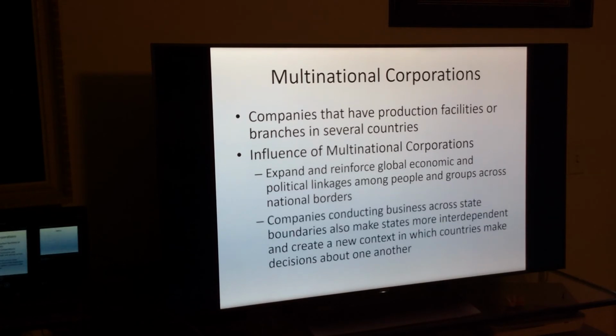Companies conducting business across state boundaries also make states more interdependent and create a new context in which countries make decisions about one another. We do want to have free trade with Mexico because we do get goods from Mexico that our multinational corporations need to build their products or complete their products or sell their products.